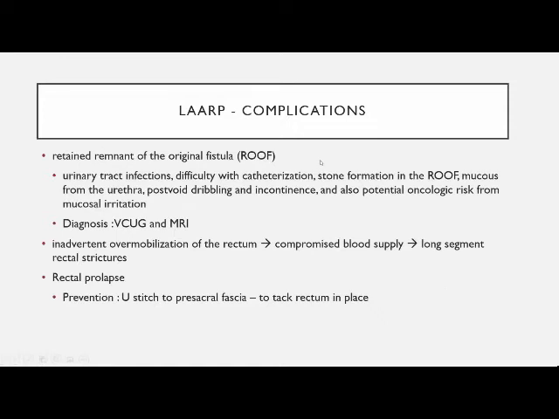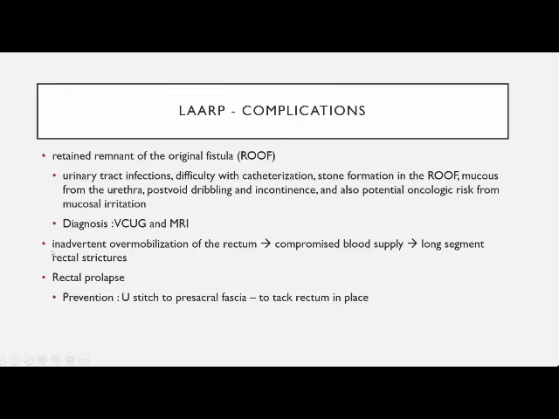There are some specific, unique complications of laparoscopic-assisted anorectoplasty. One such is the retained remnant of the original fistula. The retained remnant can cause urinary tract infections, difficulty with catheterization, stone formation in the retained segment, mucus discharge from the urethra, post-void dribbling, incontinence, and also potential oncologic risk because of mucosal irritation. This can be diagnosed with a combination of micturating cystourethrogram and an MRI.